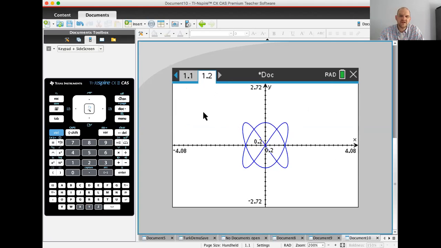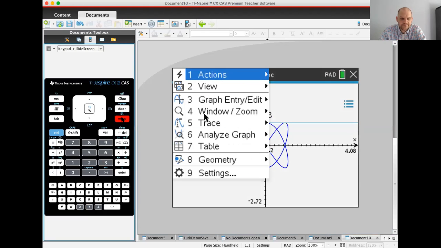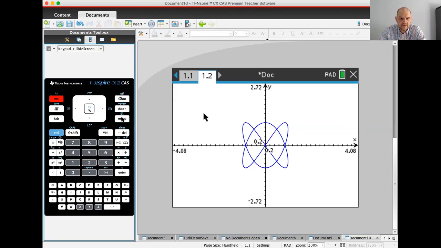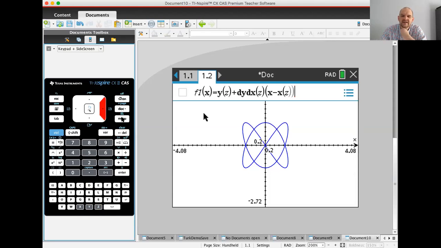Could I do like a super generic tangent line? Potentially? Let me try this. I'm gonna change back to function mode. And what do I want to do? I want to do y of z plus dy dx of z, x minus x of z, because I named a function x. Classic mistake. Let me just see what happens if I do z equals pi over something.